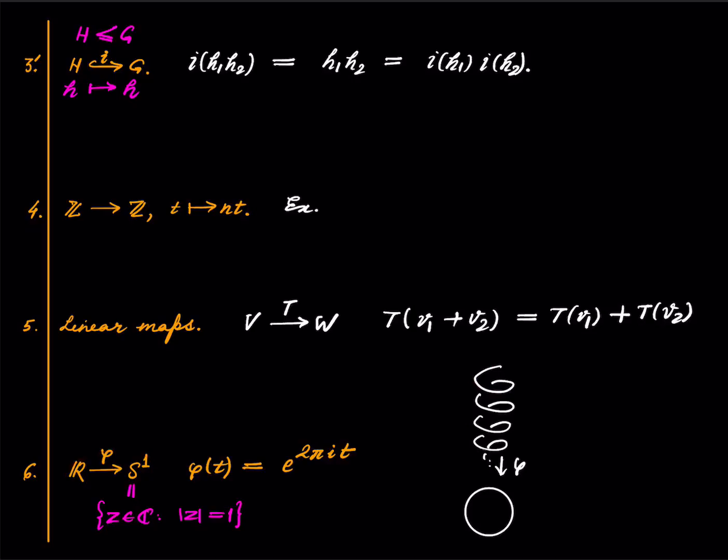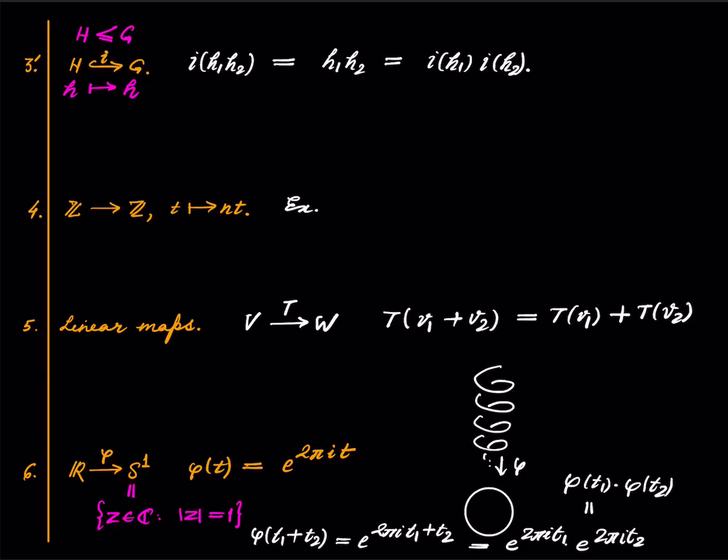And this is a group homomorphism simply because phi of t1 plus t2 is e to the power 2 pi i (t1 plus t2). But basic properties of exponential maps show that this is e to the 2 pi i t1 times e to the 2 pi i t2, which is phi of t1 times phi of t2. I should mention that S1 is a group under the usual multiplication of complex numbers, and R is a group under usual addition of real numbers. So this equation shows that phi is indeed a group homomorphism.